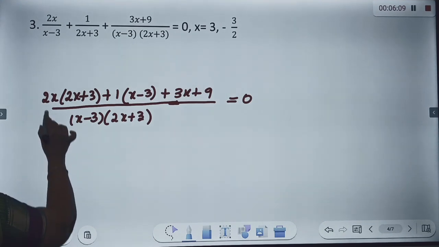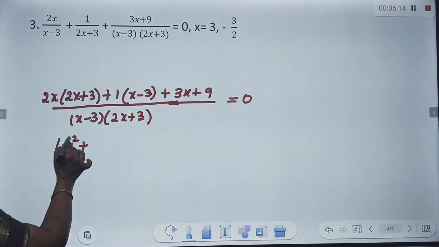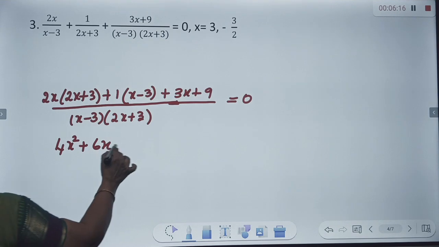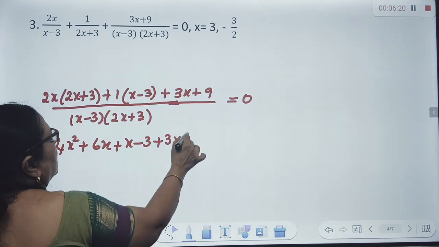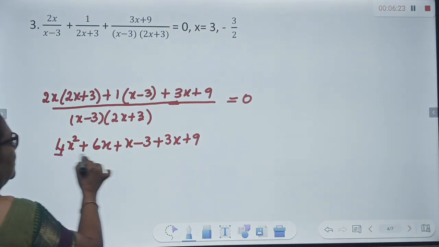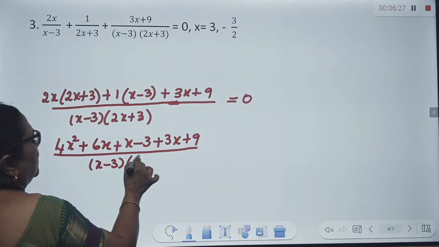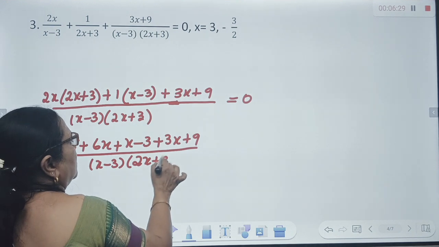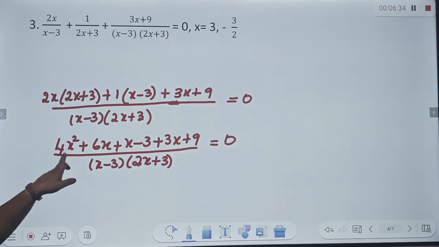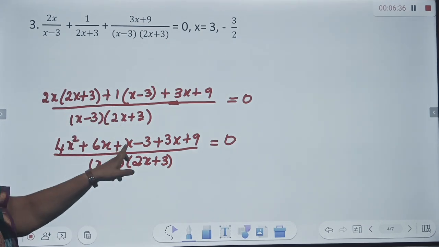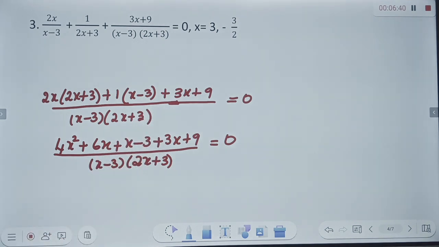Okay, now simplifying this, what will you get? 4x square plus 6x plus x minus 3 plus 3x plus 9 divided by x minus 3 into 2x plus 3 equal to 0. I have multiplied term by term. So 4x square plus 6x plus x minus 3 plus 3x plus 9 equal to 0.